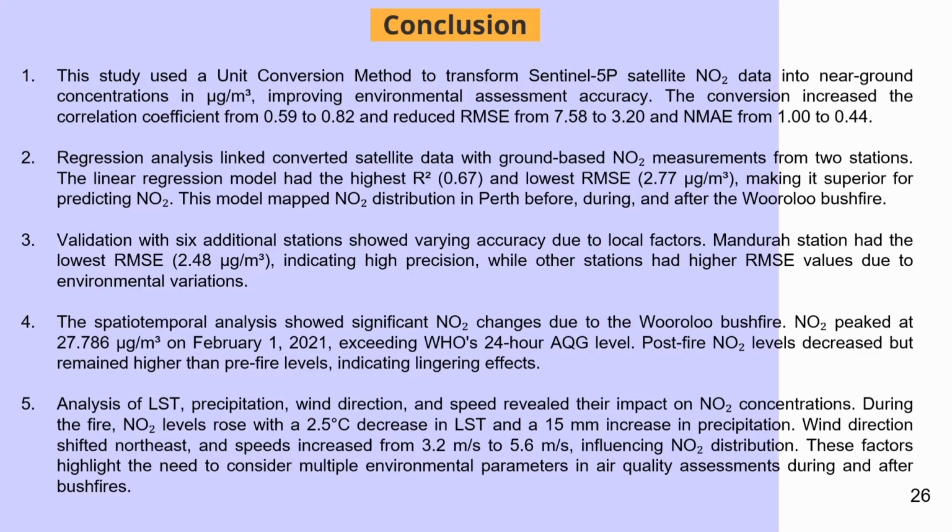During the fire, nitrogen dioxide level rose with a 2.5 degrees Celsius decrease in land surface temperature and a 15 millimeter increase in precipitation. The wind direction shifted northeast and speeds increased from 3.2 meter per second to 5.6 meter per second, influencing nitrogen dioxide distribution. These factors highlight the need to consider multiple environmental parameters in air quality assessment during and after the fire.